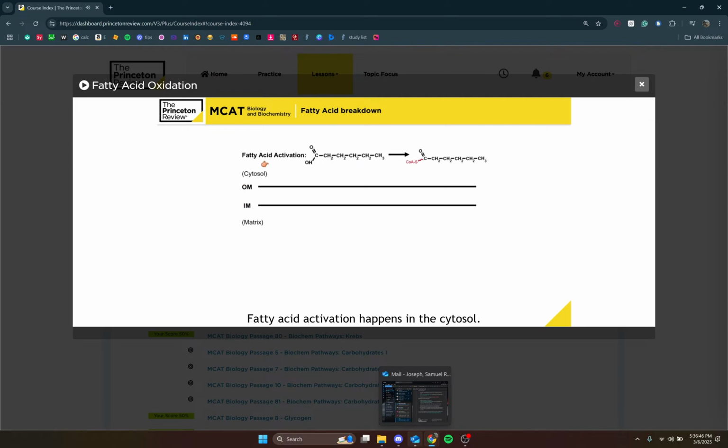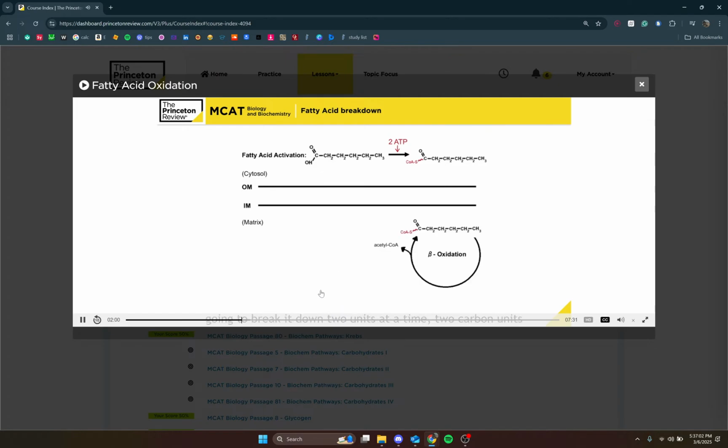Fatty acid activation happens in the cytosol, and this essentially involves attaching a coenzyme A to the fatty acid. This is going to cost us a couple of ATP to kind of get things going here. So a couple of ATP coming in there. And then we're going to move that activated fatty acid into the mitochondrial matrix, where we're going to break it down 2 carbon units at a time. And if you look here, this is very familiar with yesterday's passage.